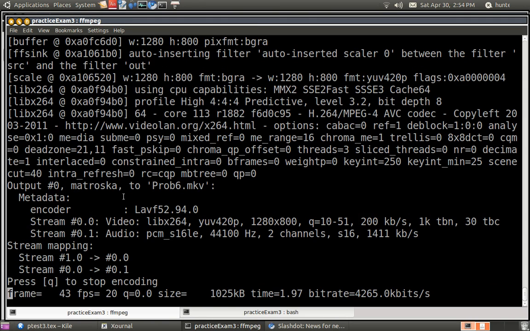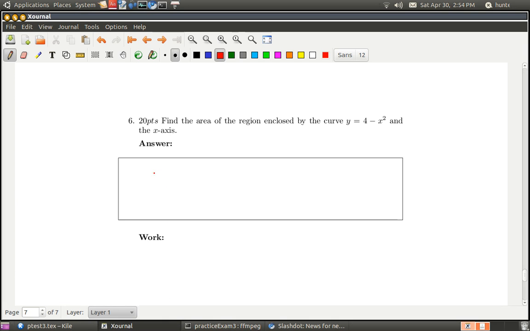Alright, we're almost done with the practice exam. Just one more question, number 6 left to go. So 6 says, find the area of the region enclosed by the curve and the x-axis. Okay, so another thing we haven't talked about yet in class, but we'll be talking about it soon. So let's see if we can draw a picture of what's going on.